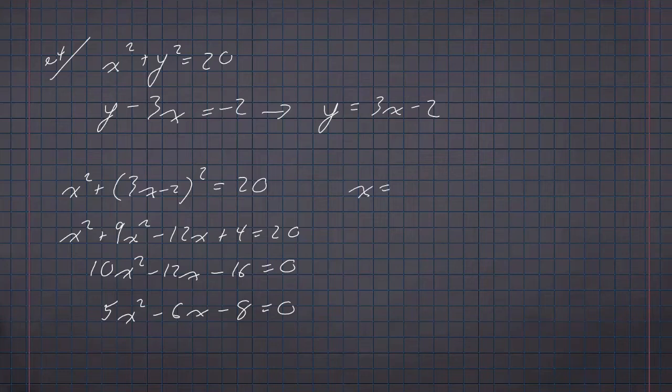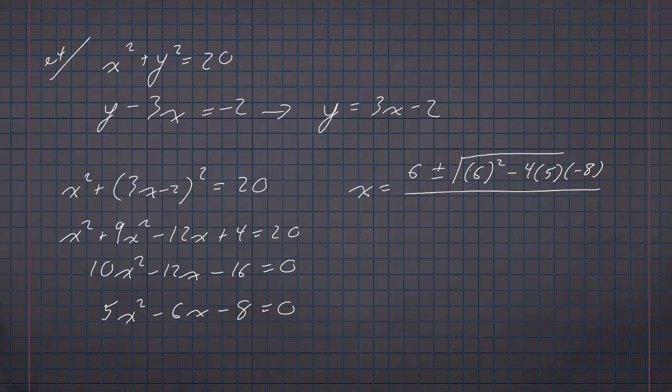x equals the opposite of b, opposite of -6 is +6, plus or minus the square root of b, which is -6 squared, minus 4 times a, which is 5, times c, which is -8, all over 2 times a, which is still 5.